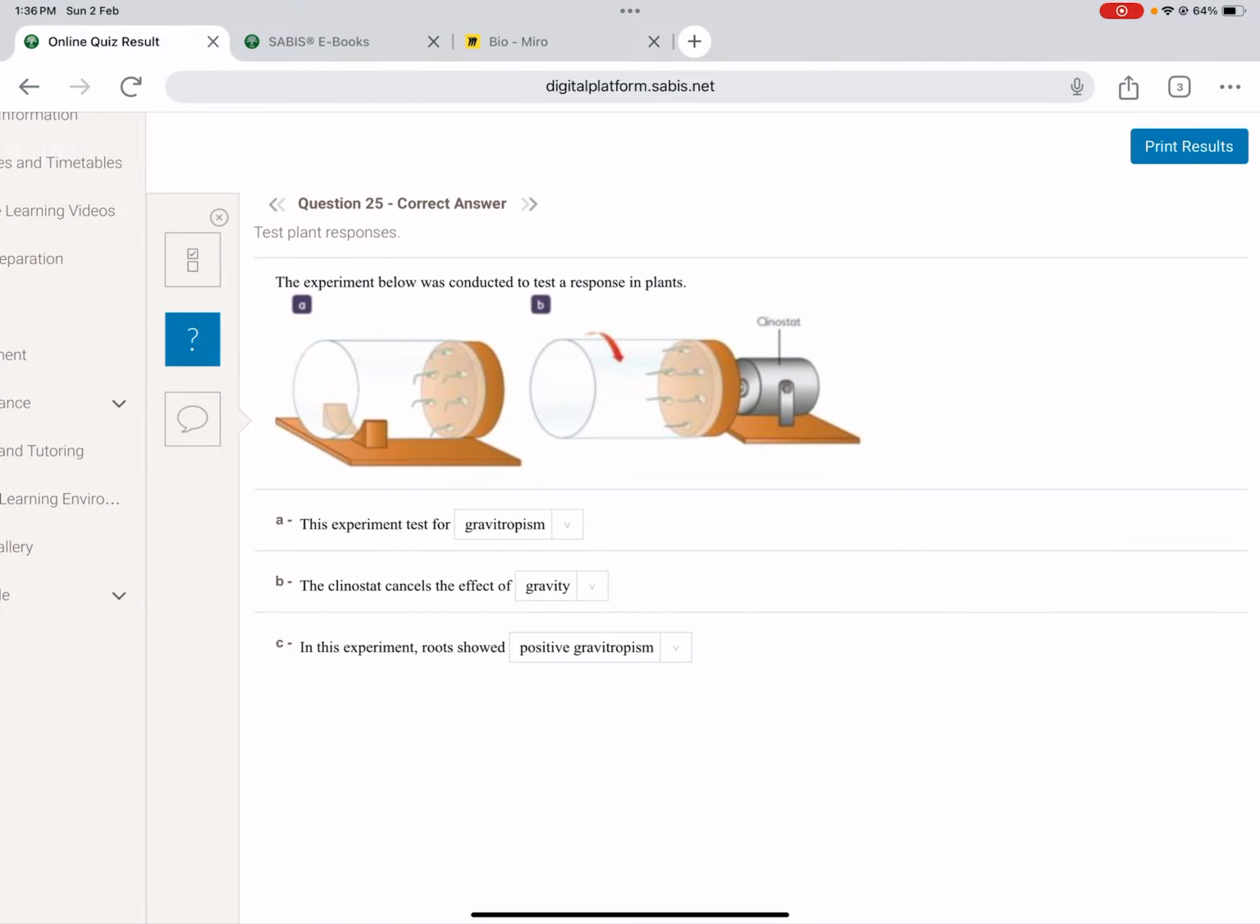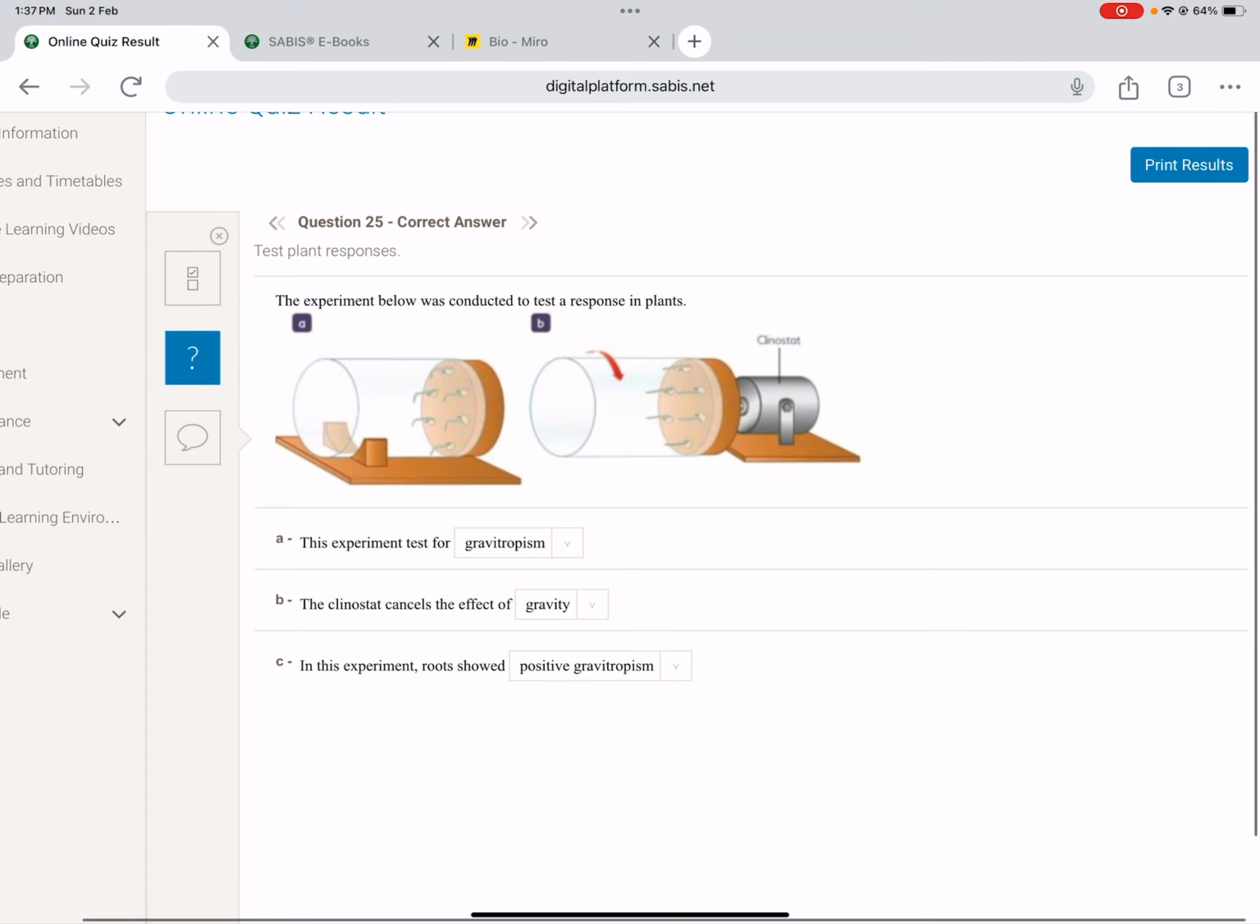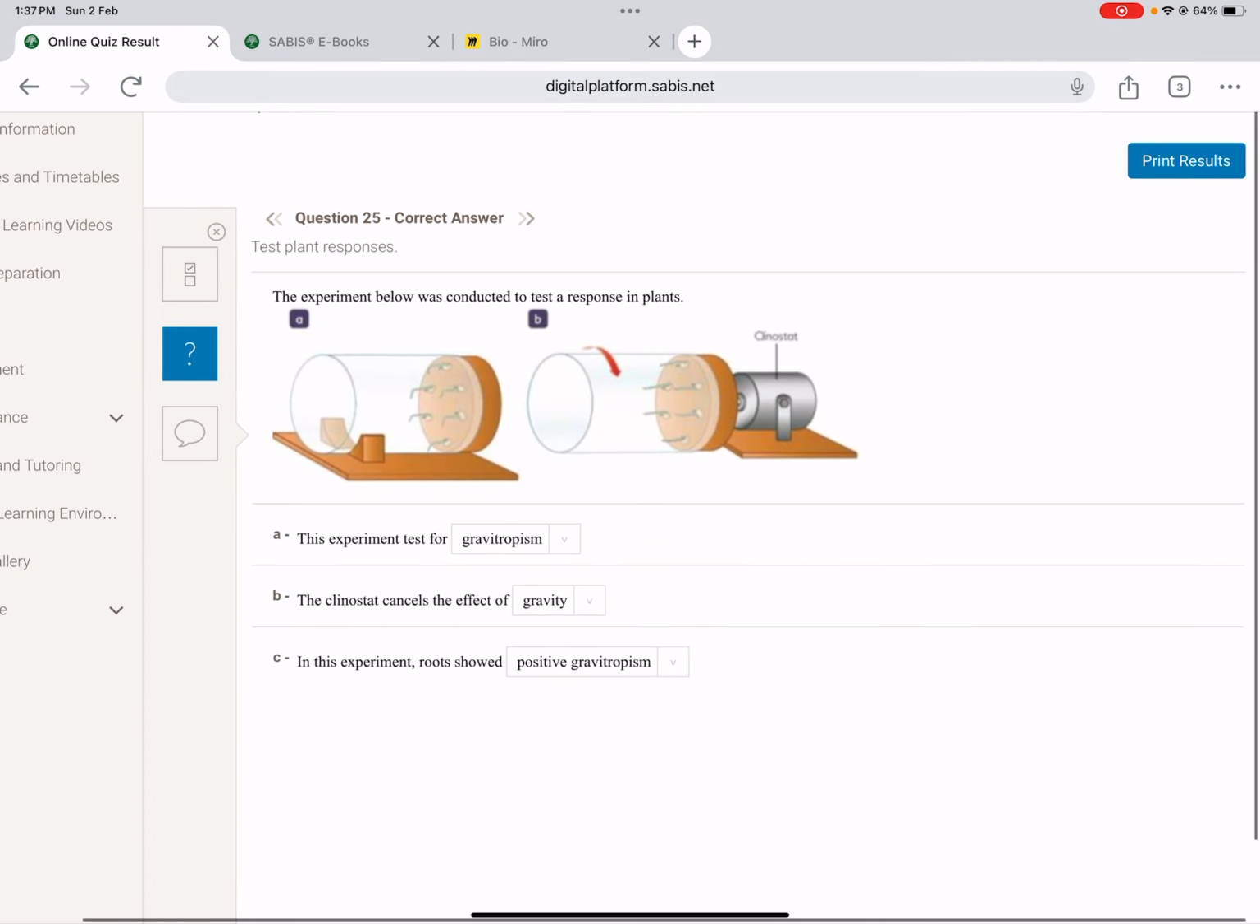Okay, how did I know gravitropism? Because we're testing the roots, that's one way, and we can see that we put it in a horizontal way, where gravity is down, and we can see the roots bending downwards. And we have the clinostat, which cancels the effect of gravity. Roots showed positive gravitropism.